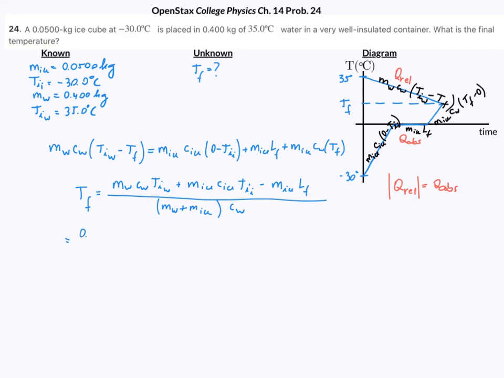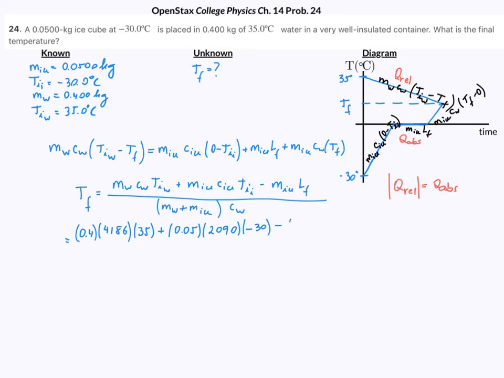Mass of water is 0.4, and I'm skipping sig figs because I'm going to have a really long equation. So it's 0.4. Specific heat of water is 4186. And the initial temperature of the water was 35 degrees. Then I have mass of ice that was 0.05. Specific heat of ice is 2090. That's from a table in the textbook. And T initial ice was negative 30 degrees.